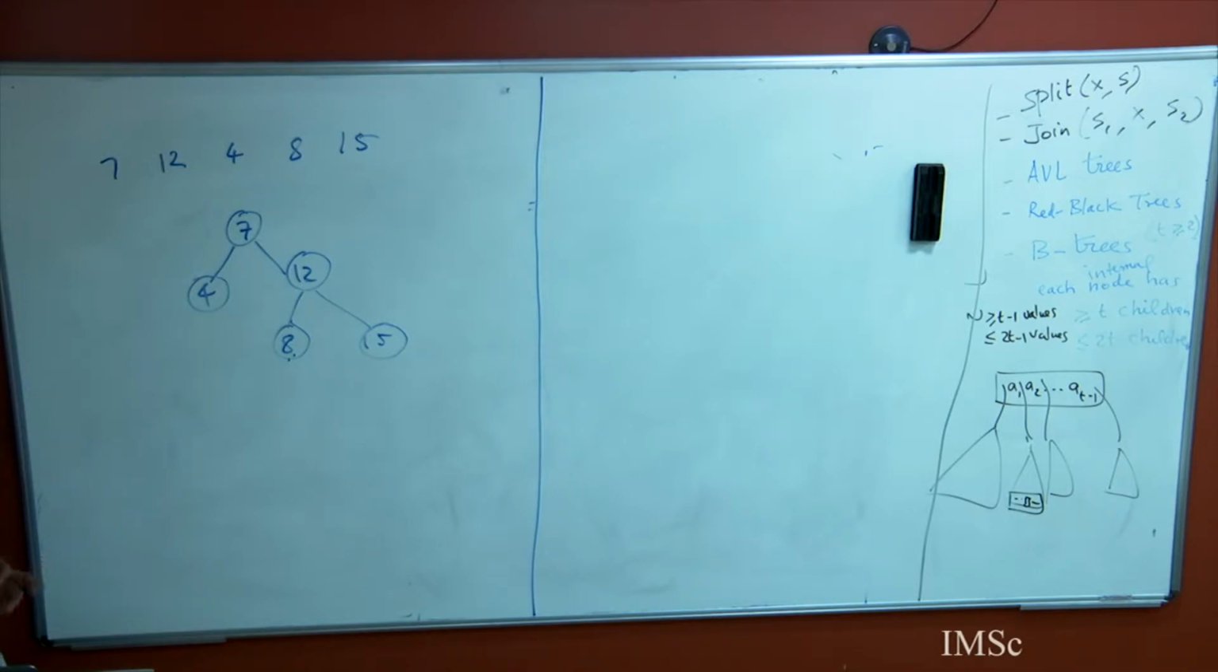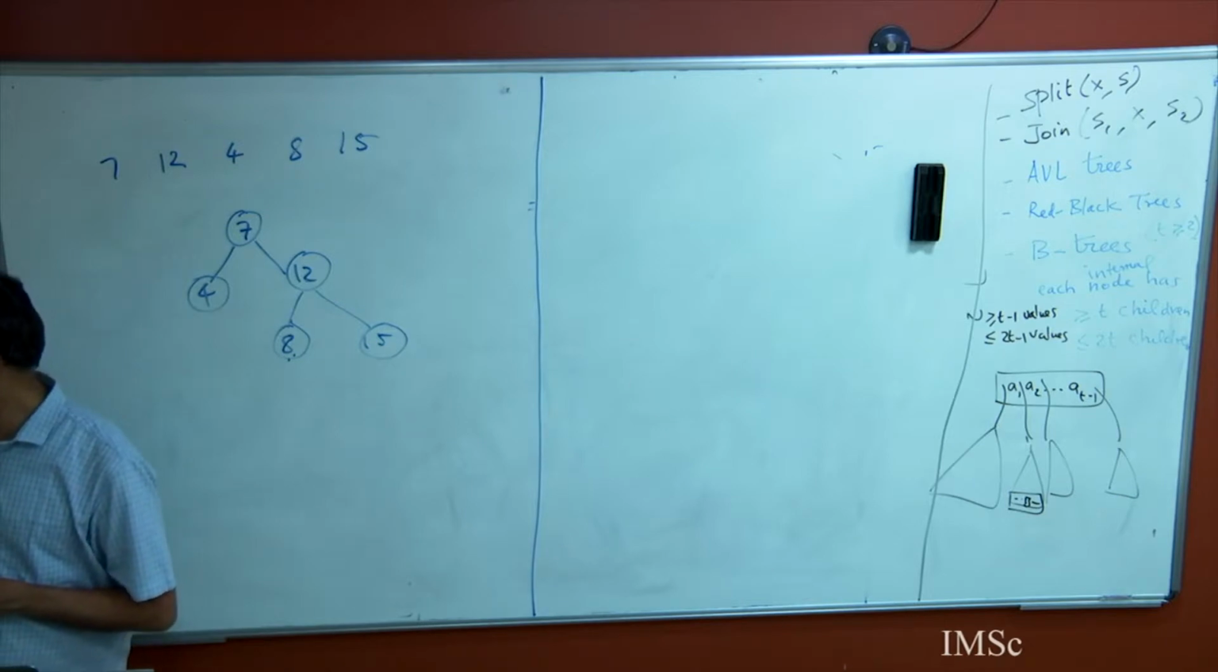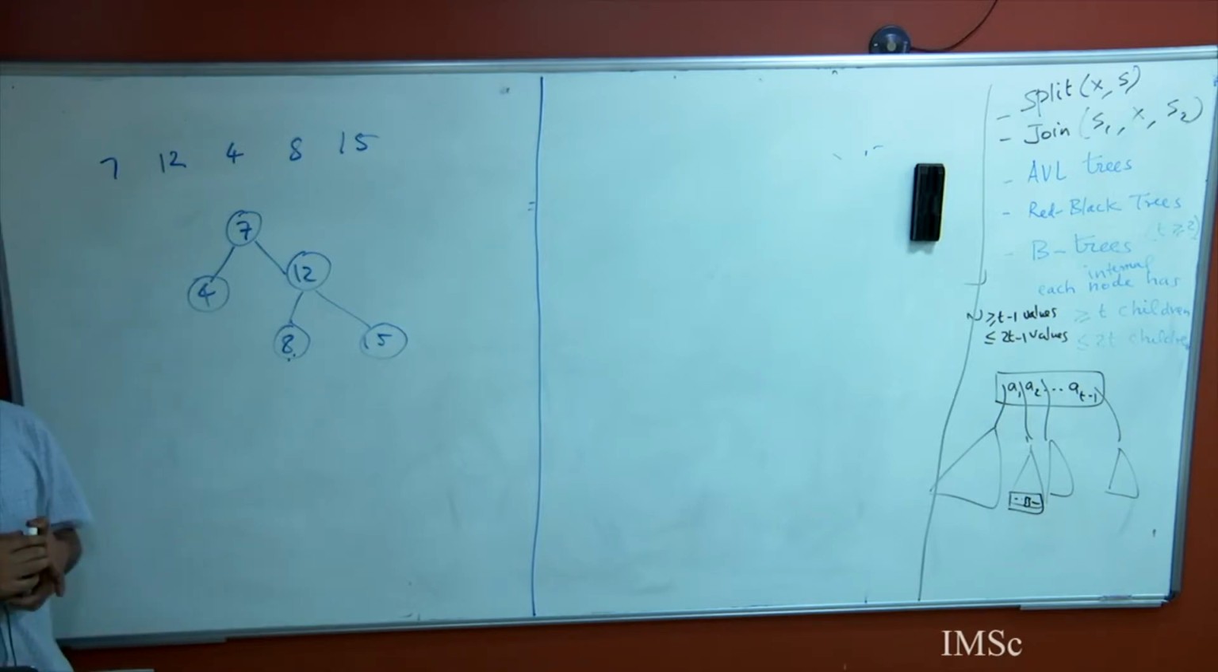What would be the worst case time for building this search tree in this fashion? In n square, how? Why? The first element will take one operation. The second might take two, based on the height. So if the height keeps on increasing consecutively.